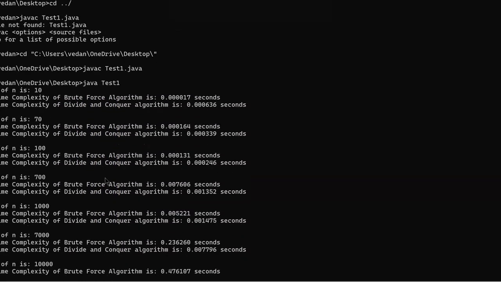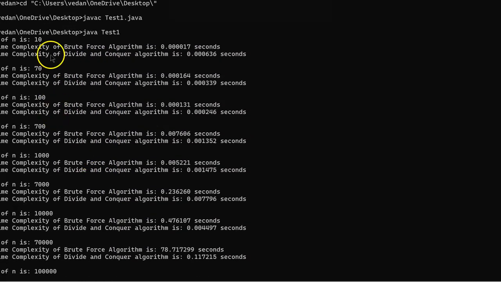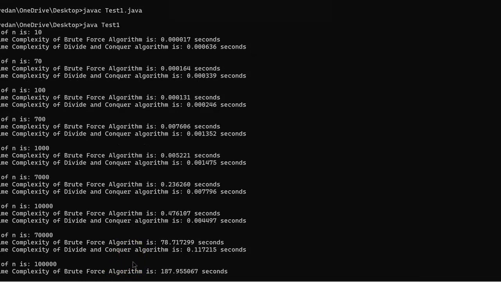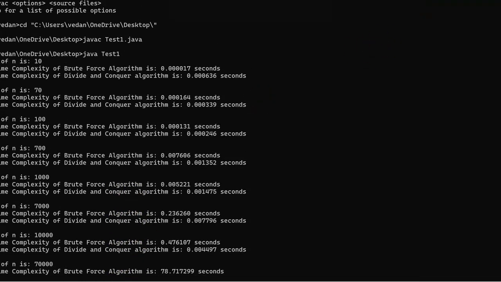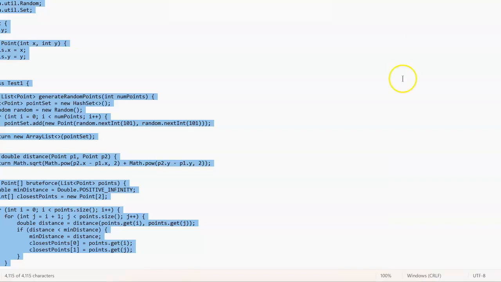After executing the code, these are the results I got for different values of n. The values of n I generated are 10, 70, 100, 700, 1000. I mean, I took the multiples of 7 and incremented into 10 for everything and calculated the runtime complexity of brute force and divide and conquer. This is the output of my code, and if I want to show my code, this is my code.